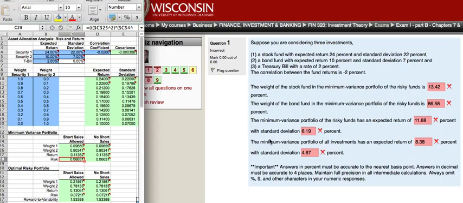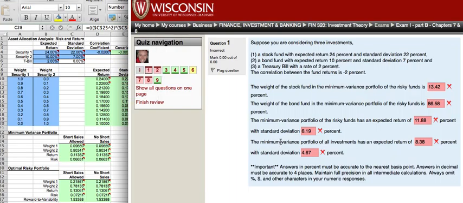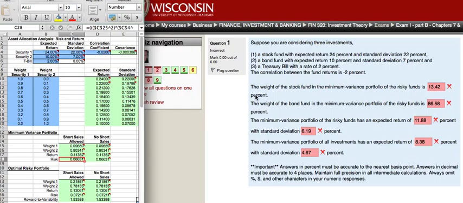And then the second part, when it's asking for the minimum variance portfolio of all investments, as I said, when it's asking for all investments and a minimum variance portfolio, you really look to the Treasury bill because that's the risk-free asset, which would obviously have the lowest variance. So the expected return of the minimum variance portfolio of all investments would be 2%, which is just the return of the Treasury bill.